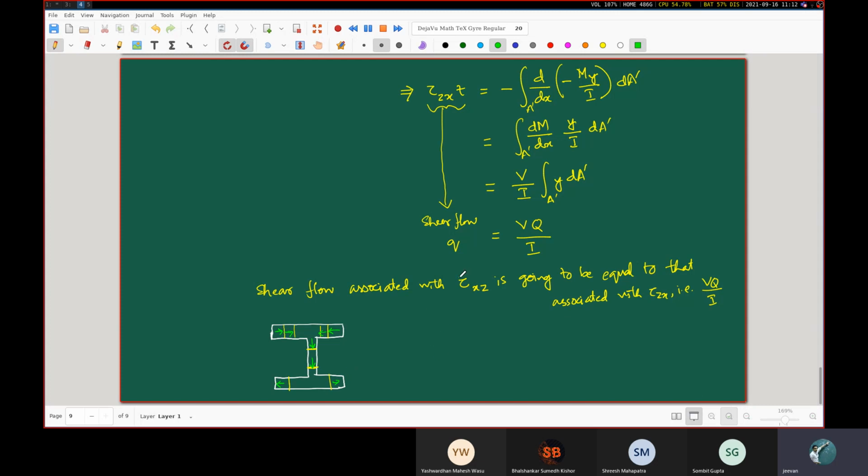You can have another type of cross section, and there also this kind of intuitive understanding regarding the shear flow can give us a very good idea about the distribution, about the qualitative nature of the distribution, in various kinds of cross sections.